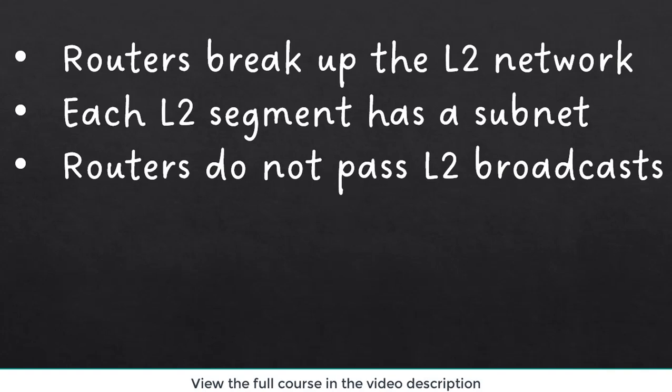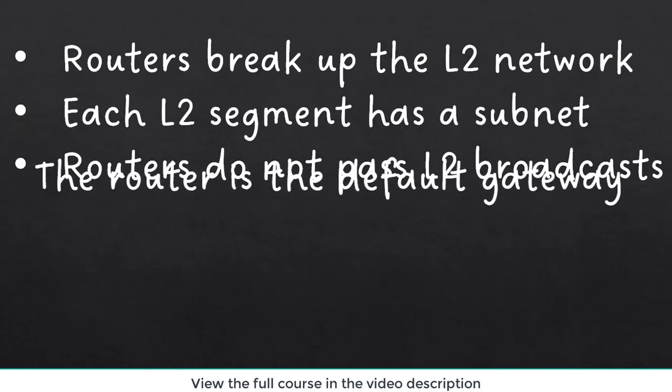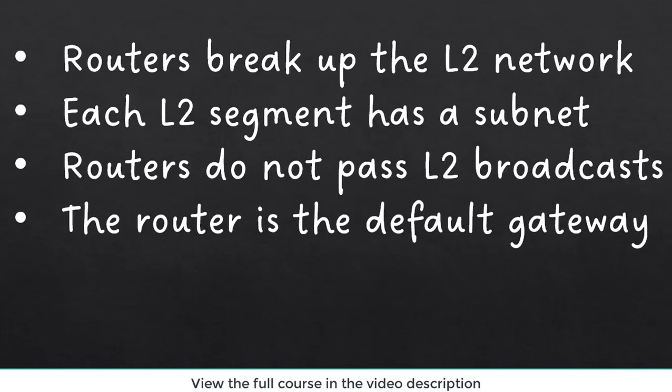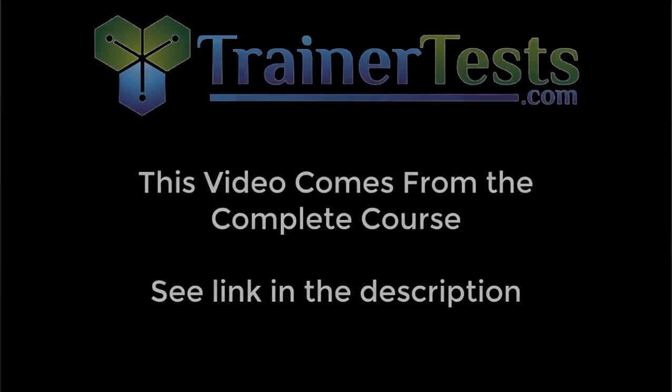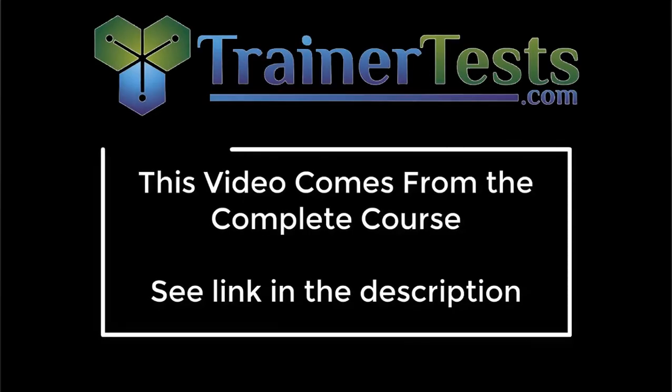The other thing is they reduce the size of the MAC address tables. The router is the default gateway. So all of the computers that are in those subnets, they're going to use the interface on the router as their default gateway. And we also learned that routers will automatically establish routes for directly connected networks. So a router automatically knows how to send traffic to the networks that it's directly connected to.